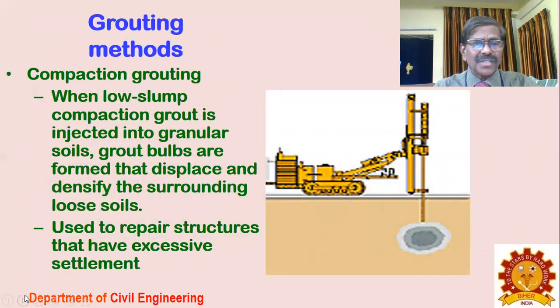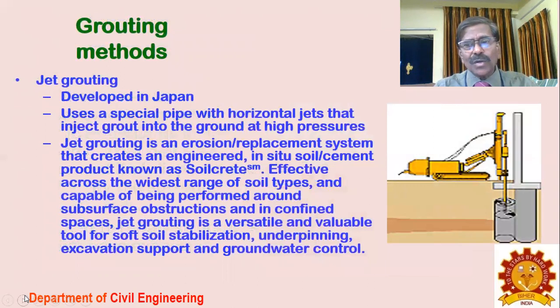Grouting method, compaction grouting. When low slump compaction grout is injected into the granular soil, grouting bulbs are formed that displace and densify the surrounding loose soil. It is used to repair structures that have excessive settlement. Yes, that's how the grouting machine is used to compact the soils. In grouting methods, you can bore a hole, then you can grout it. On the grout, you can have the structure straight away.